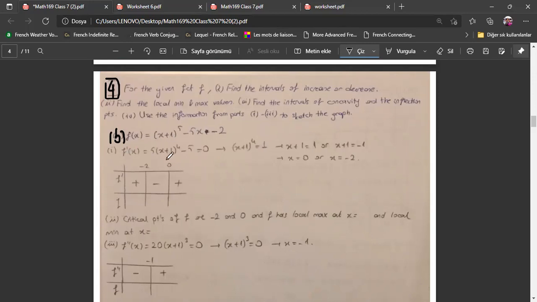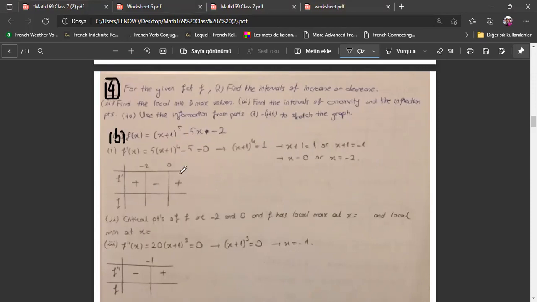Okay, we are given this function. We find f prime, equalize it to 0, and then find the roots of this function. So they are x equals 0 and x equals -2. Okay, we have these two roots now. It's a polynomial, so the domain is the real numbers. We have no restriction.